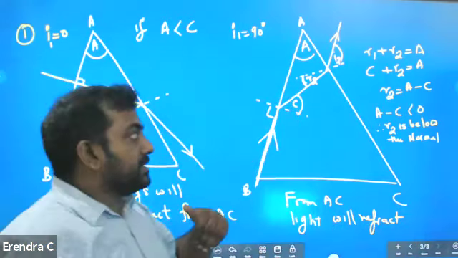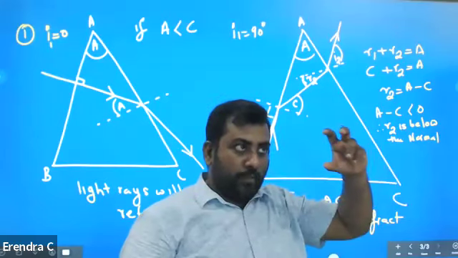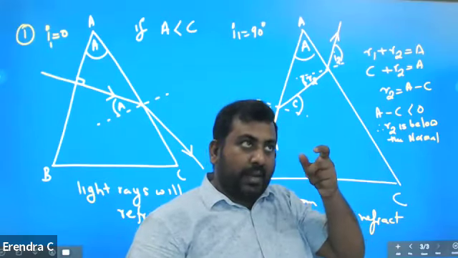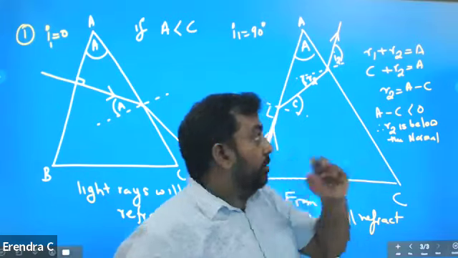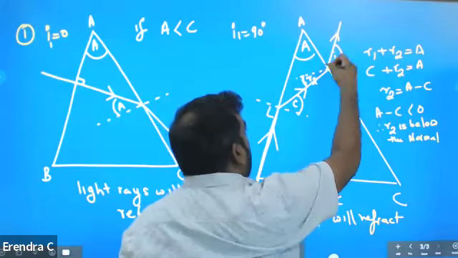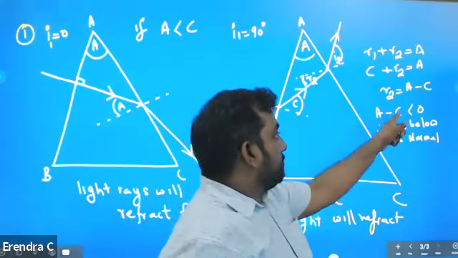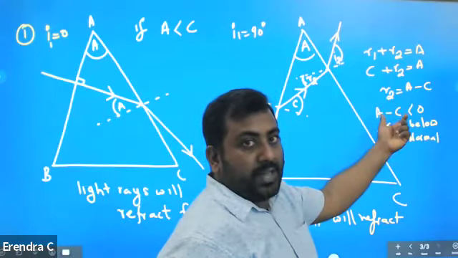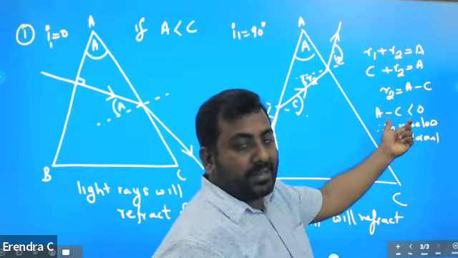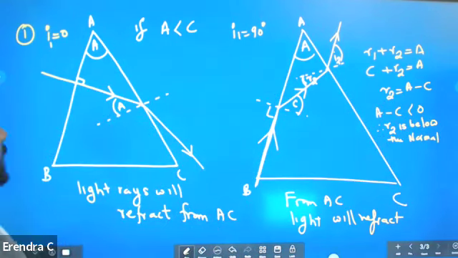What do you learn from this? When R2 is negative, it has a meaning: normal notation is above the normal, so R2 negative means it should be below the normal. Below the normal means it goes somewhere here, below that normal, and it goes out. But does it go out? A is smaller than C, so the magnitude is going to be smaller than the critical angle.